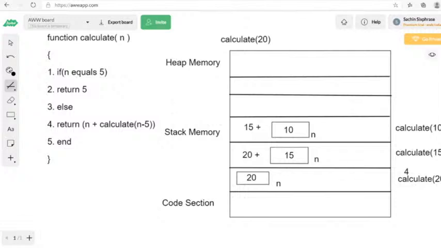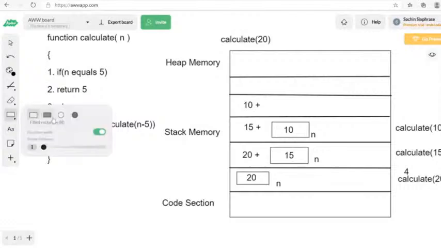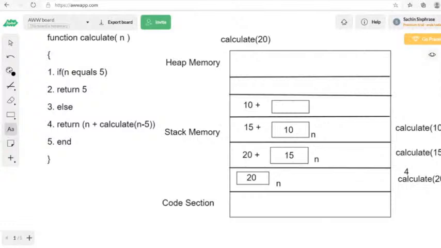So I created an activation record. Here we are doing n plus calculate of n minus 5, that's very important. What is the previous n value? 10. So 10 plus calculate of n minus 5, where 10 minus 5 equals 5. So the new memory block that you create for n should have the value 5, because it's 10 minus 5. It's going to be 5 here.